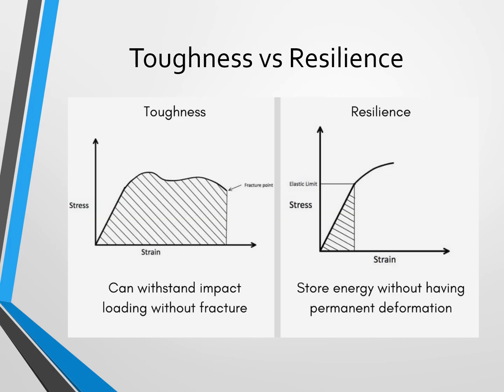So as a recap, toughness is how much energy is absorbed before fracture, while something's breaking, and resilience is how much energy can be absorbed and returned without permanent deformation. So think more like a spring.